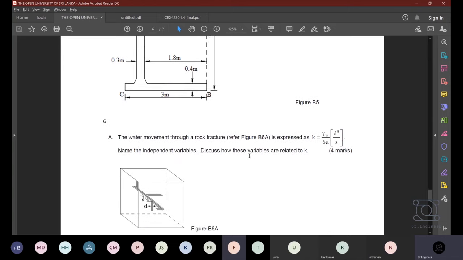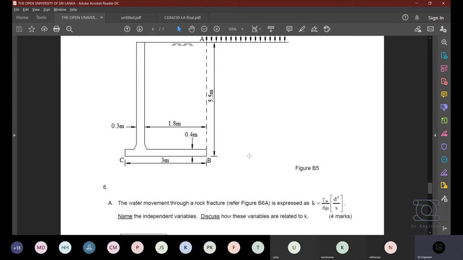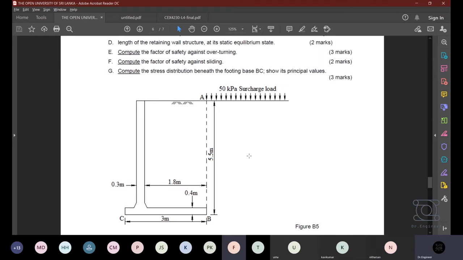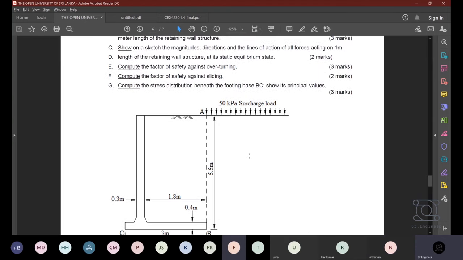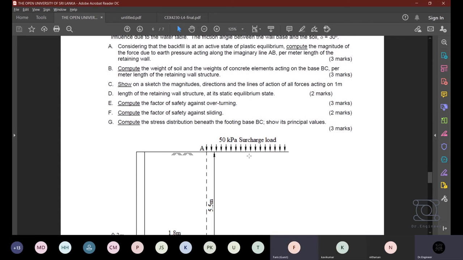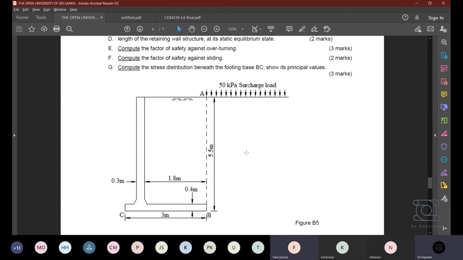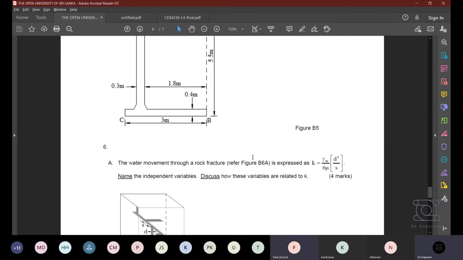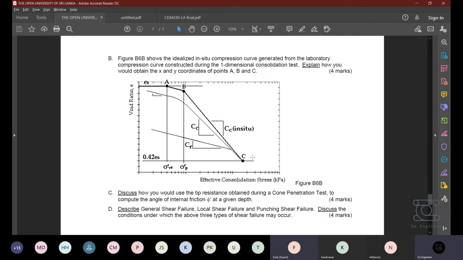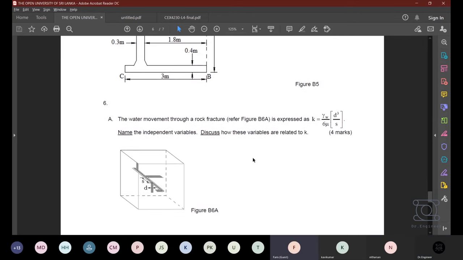Anything else you need me to discuss in this paper? Can you explain the last question, repeat again? The AB, the consolidation curve? Yeah, right. Can you please?